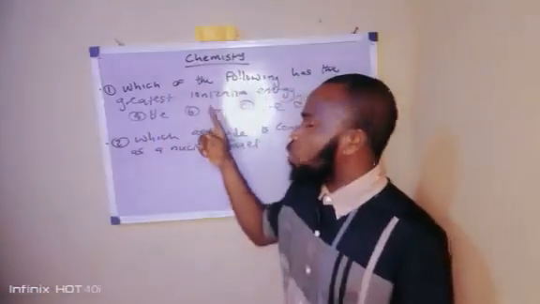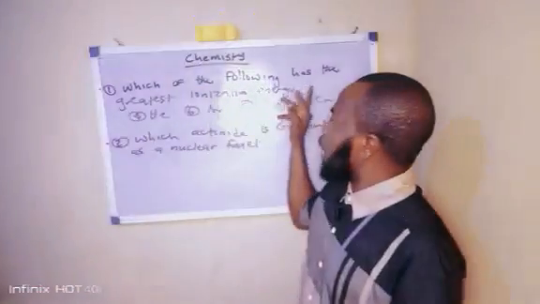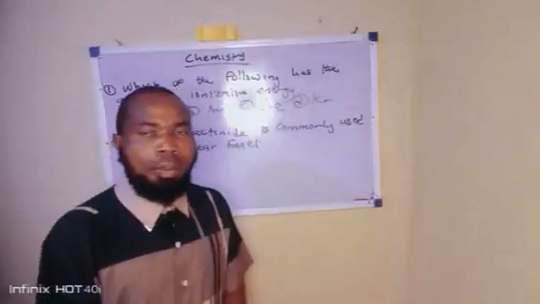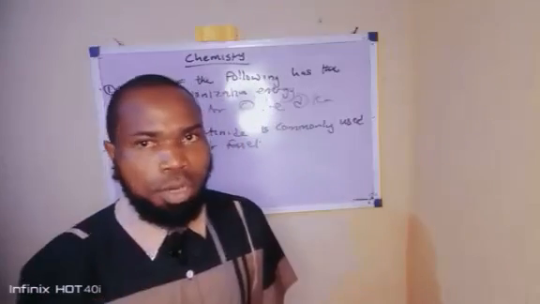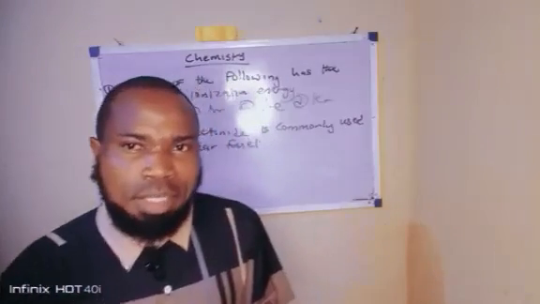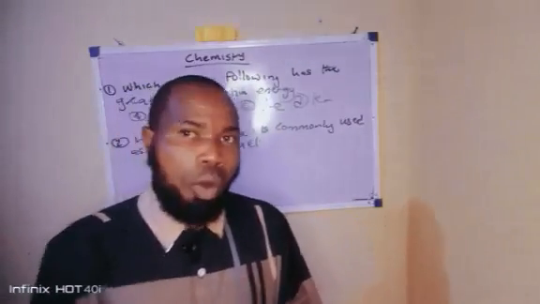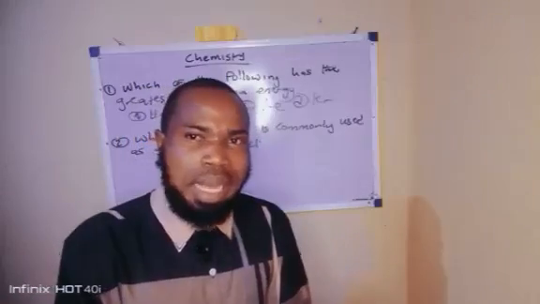Now, if I'm having a question like this, they're asking me, which of the following has the greatest ionization energy? Now, something is coming to your mind, that you should look at properties that affect elements in the periodic table: ionization energy, electron affinity, electronegativity, atomic radius or ionic radius, electropositivity, and of course metallic properties.